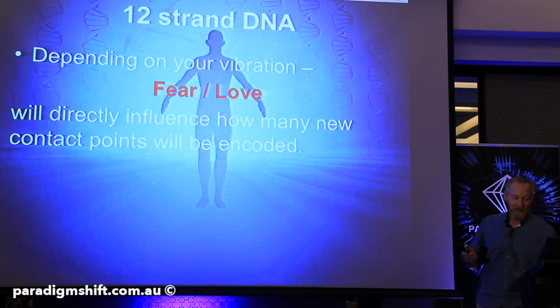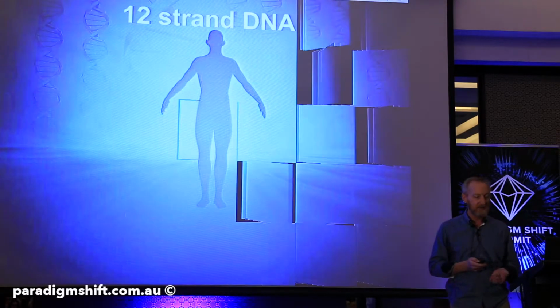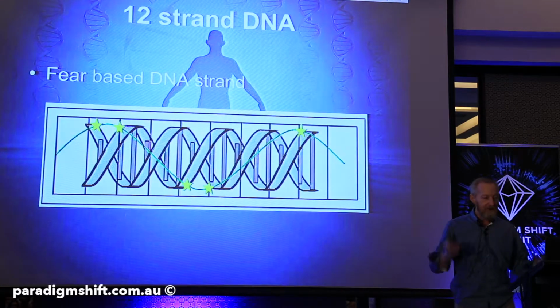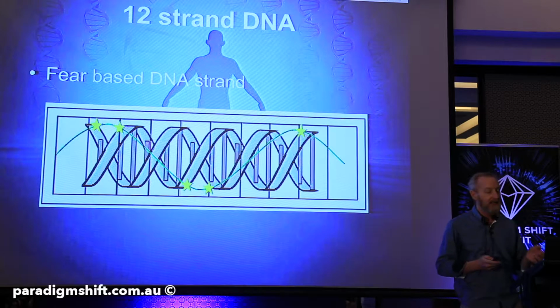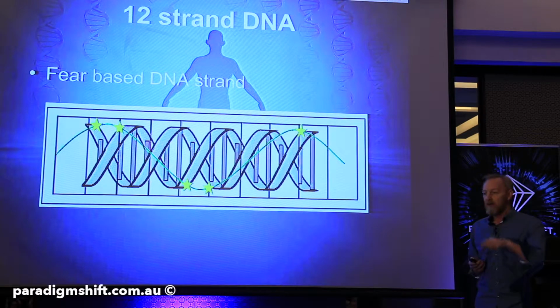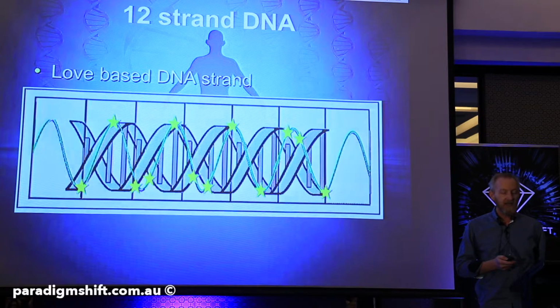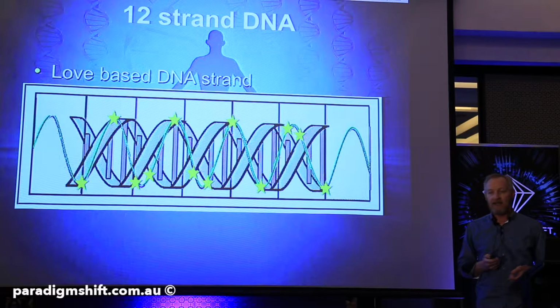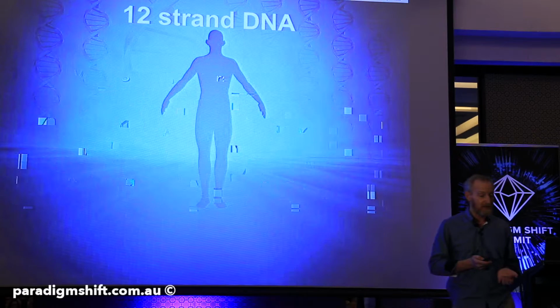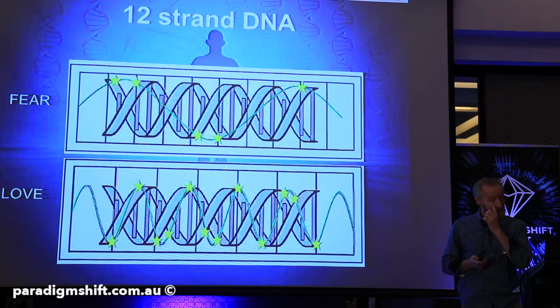So depending on your vibration, fear or love will depend on how many of those sites are coded for. So if you're a fear-based person, you can see here's our strand of DNA. Where the stars hit, there's a few places where it actually hits, okay? But a love-based DNA frequency hits a lot more points on the DNA, doesn't it? So the more points that are getting hit by the synchrotron radiation, the more codon sites happen. If you max out, you get 64 of them turned on. And that's just a comparison to show you the difference between love and fear.